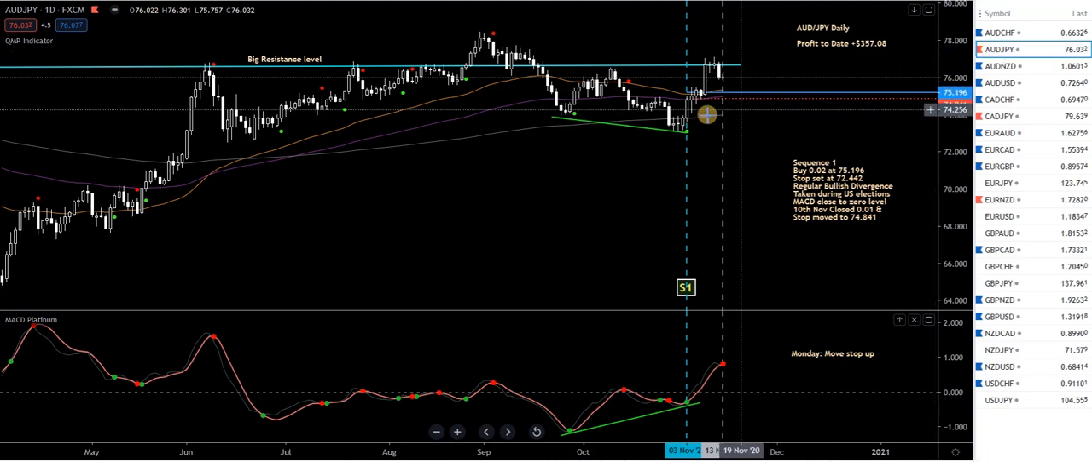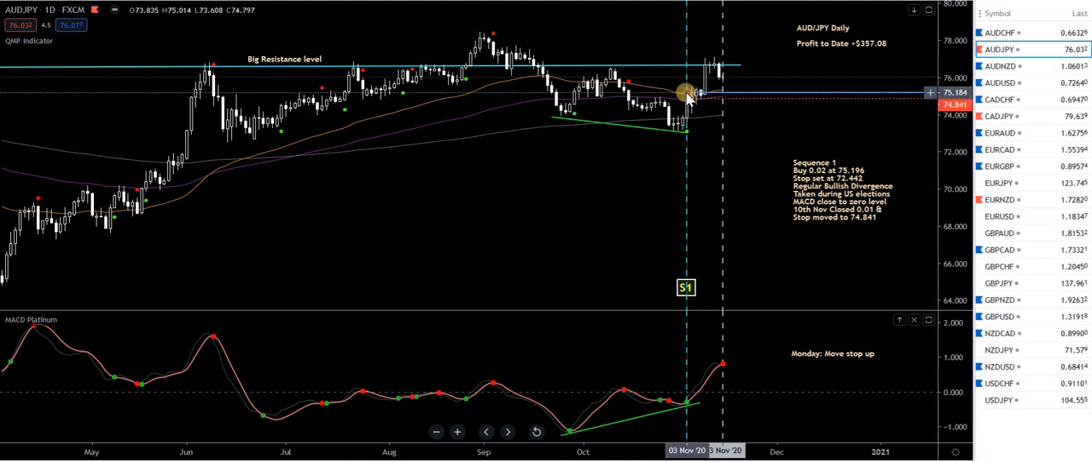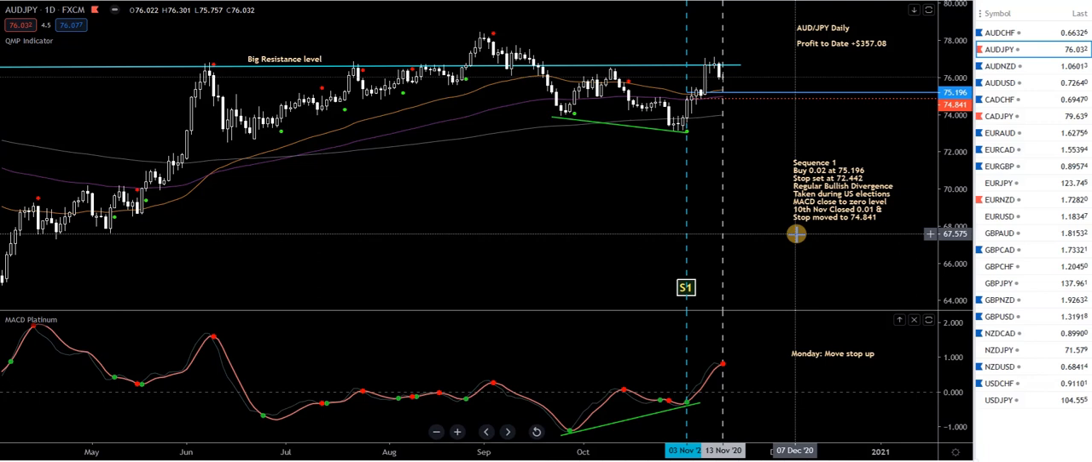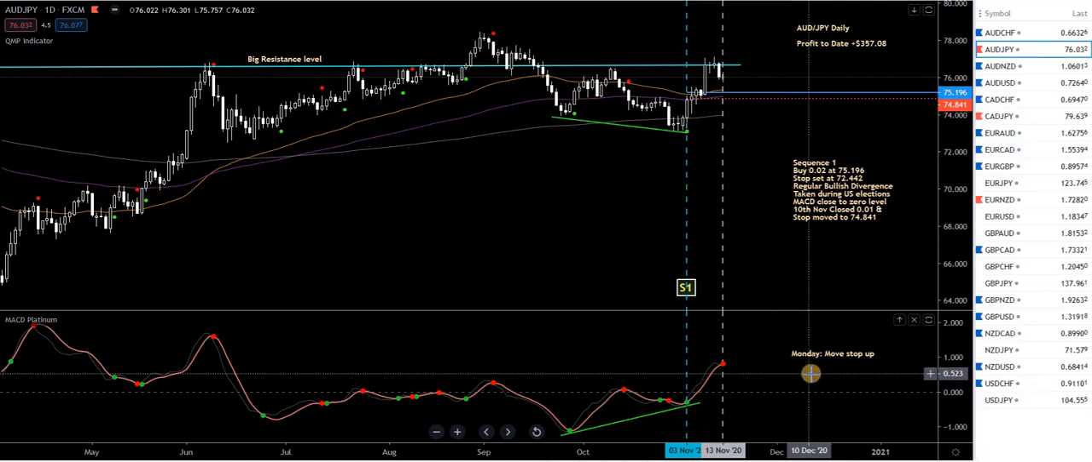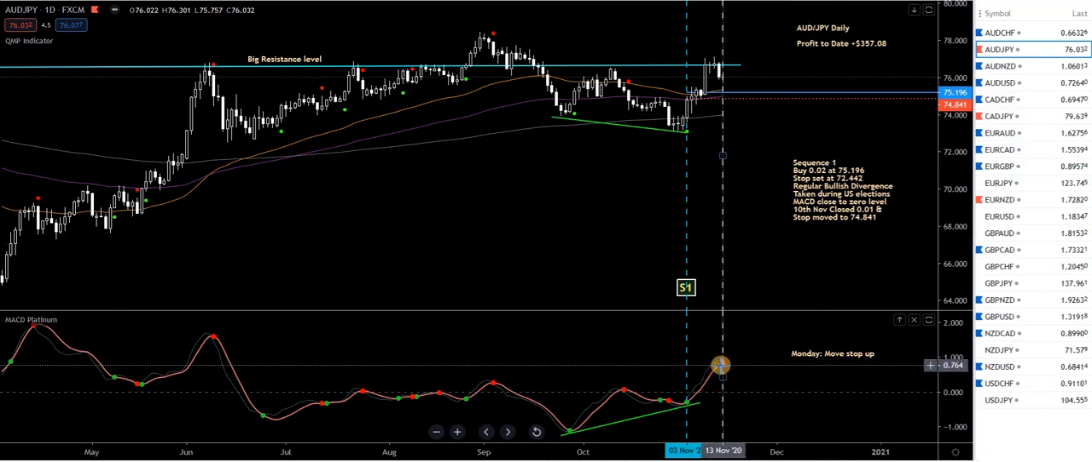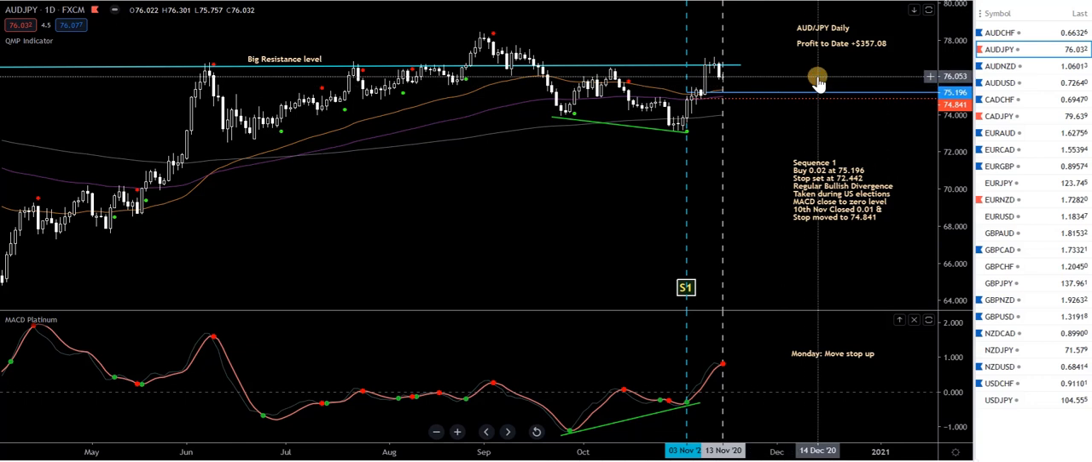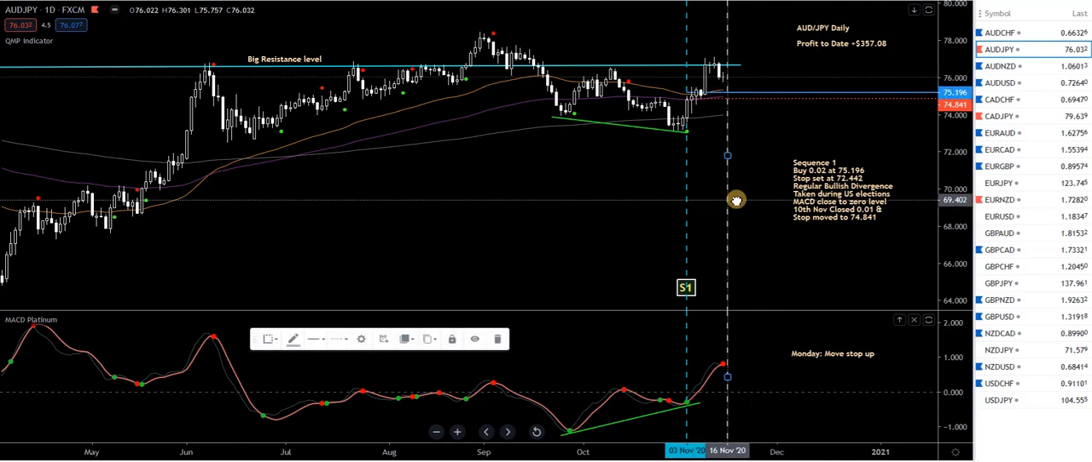Aussie Yen. I'm in a buy trade here. Sorry, here, S1. You can read my notes. Monday, I've got a note: move stop up. Reason why: new red dot on the MACD platinum above the 0 level, hence the warning line sign. Now I'm looking for sells on this pair. I'll just move it out of the way so you can see where it's at.